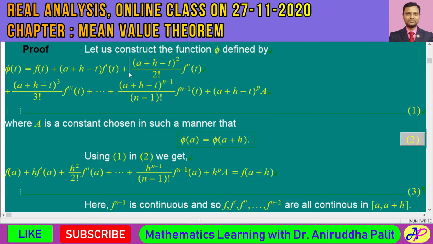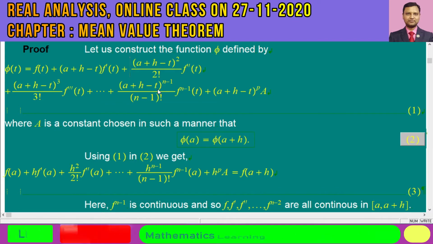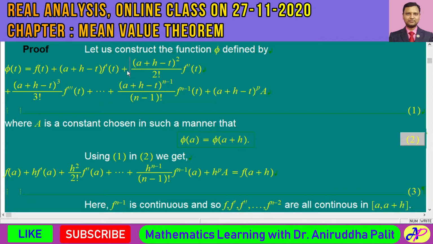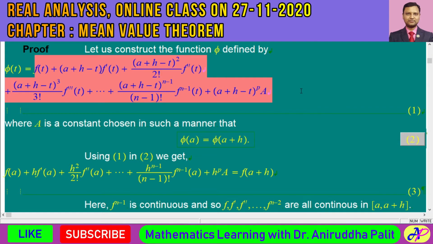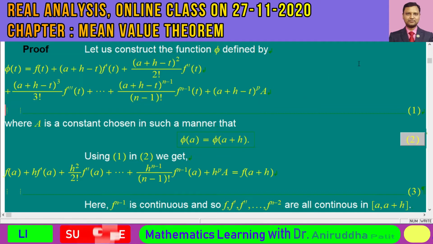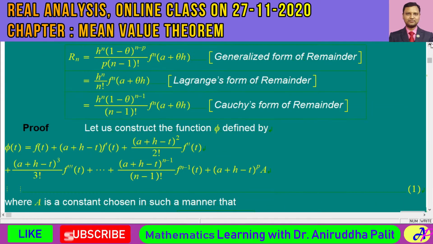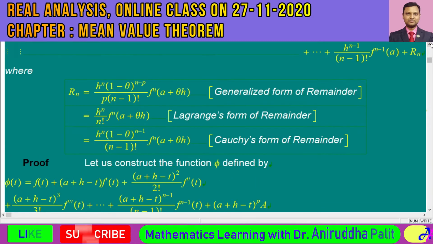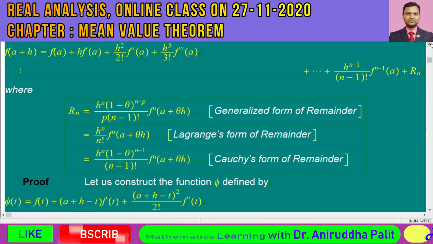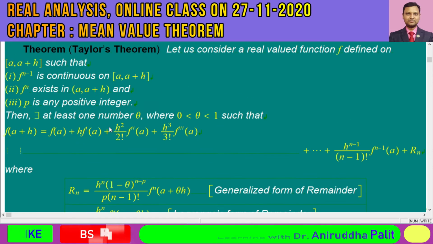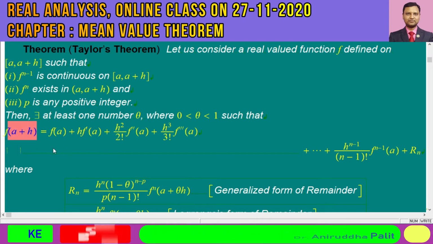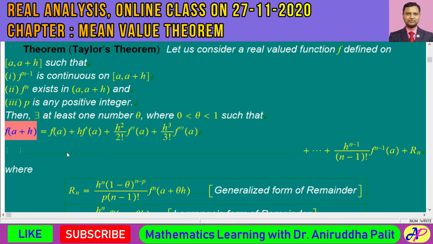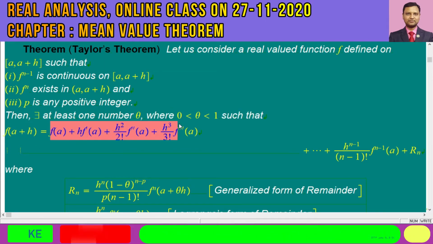So how to choose this function phi? I am trying to demonstrate the process because this is a bit lengthy expression. In the exam hall, at least it may be difficult for you to remember the expression. I am trying to show you the technique by which I generally remember the expression of this phi function. We already have the expression of f of a plus h in Taylor's theorem. So forget about the left hand side, try to concentrate on this right hand side expression.